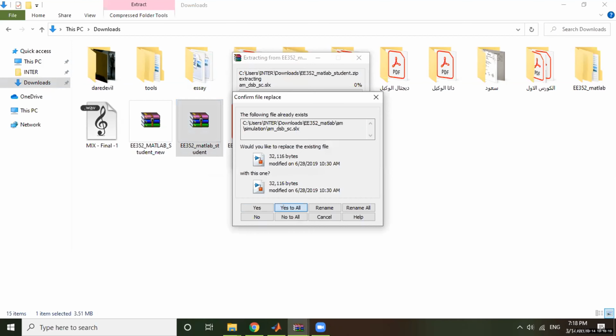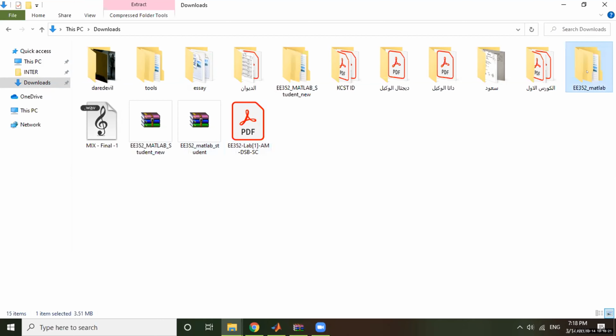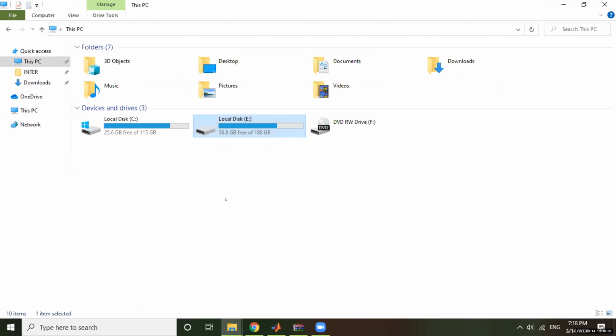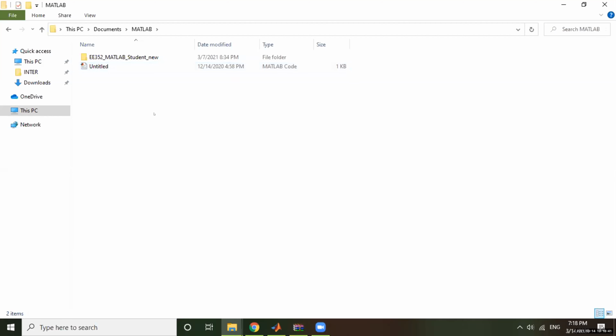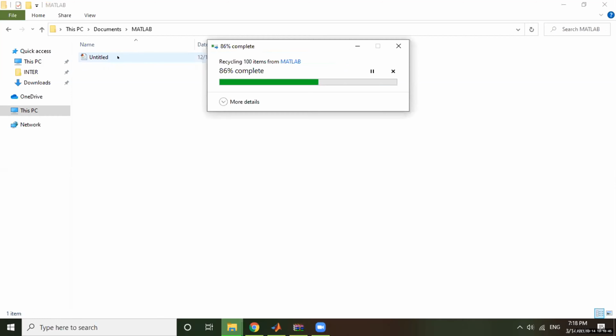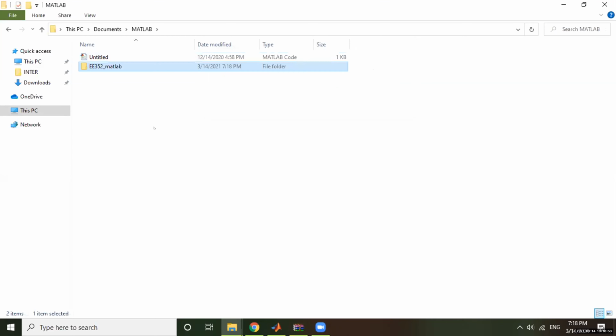Yes. Okay, you extracted. Yes to all. Okay, and this one, copy this folder. Go to this PC, then go to documents, MATLAB. Yes. Paste it here. Remove this one, press delete and remove it. Now paste it here. I lost my internet connection.